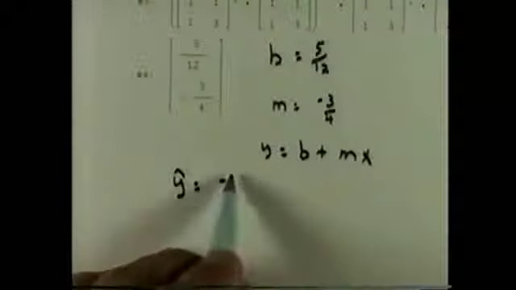So the least squares equation, or the predicted y, would equal negative 3/4 plus 5/12 x. So there is the equation of the line of best fit.